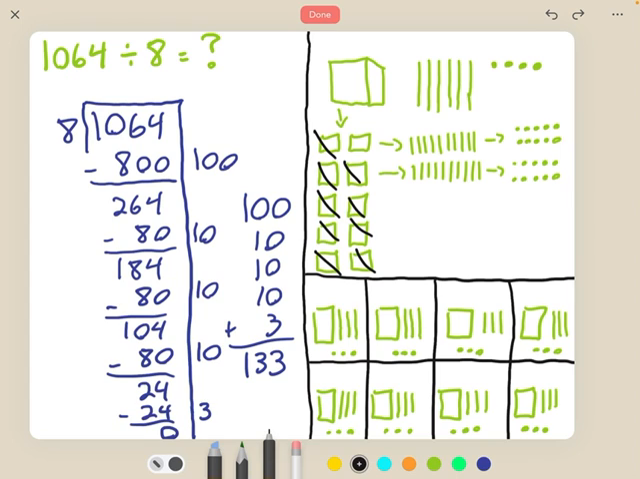And I did this earlier to save time, but I'm showing you a little bit now of how I got there. And then I was left with 2 100 blocks, which I then split into 10 10s, so I could split those equally into our groups below. And eventually I was left with 24 ones, which I split into our 8 groups below.